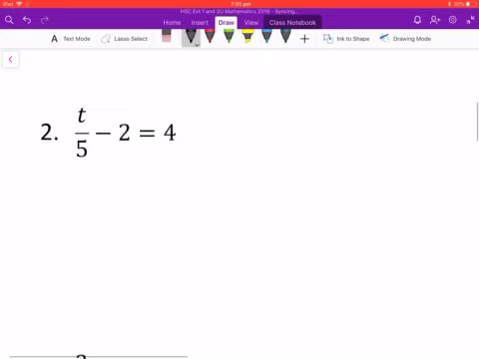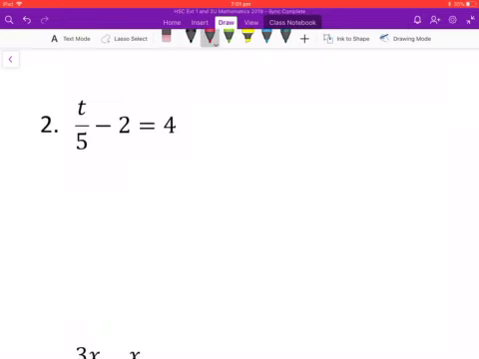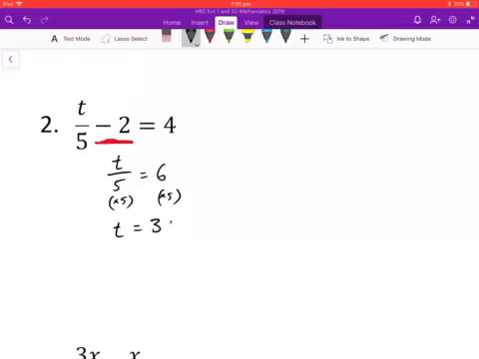All right, let's have a look at the next one. Here we've got this loose minus 2, so I'm just going to add that to both sides. So we're going to end up with t on 5 is equal to 6. Again, straightforward. Something, the t, divided by 5 is equal to 6. Well, what is that? That's 5 times 6. So I'm going to multiply both sides by 5. So t is equal to 30.